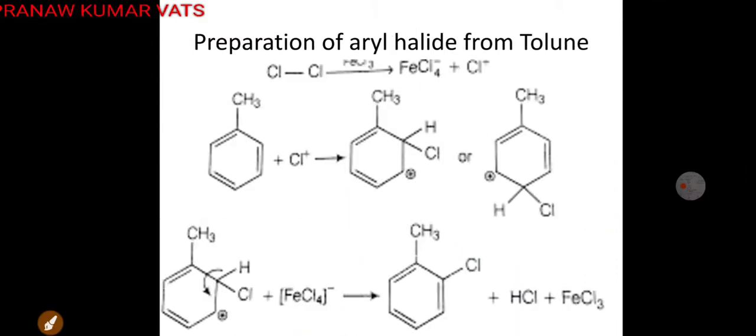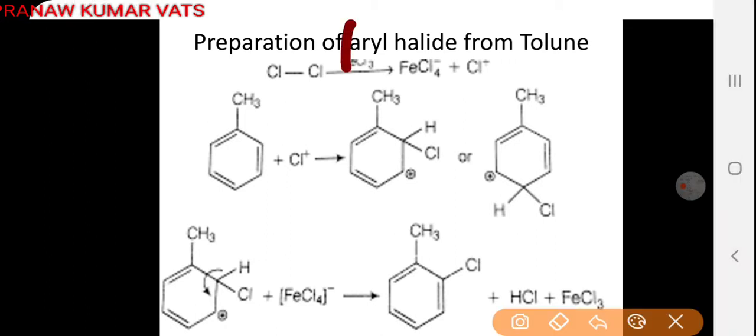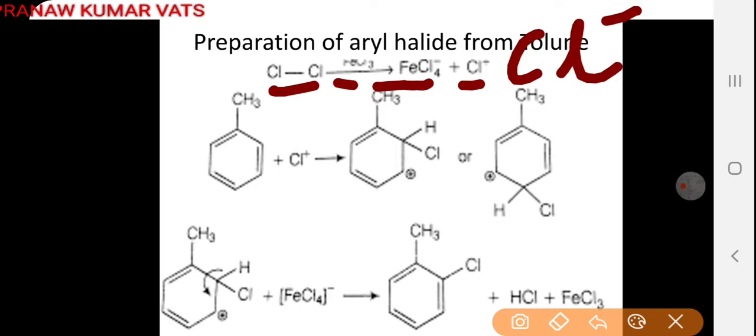Now, preparation of alkyl halide from toluene. This reaction is carried out in the presence of Lewis acid FeCl3. So when this Cl2 reacts with FeCl3, it results in formation of FeCl4 negative and Cl positive. This one is our Cl positive.